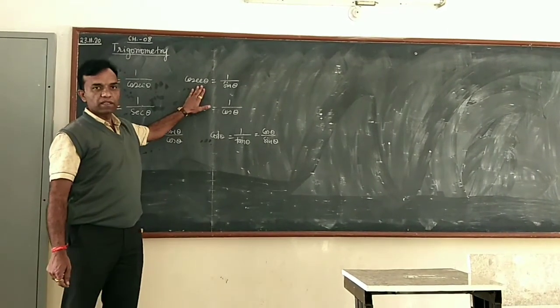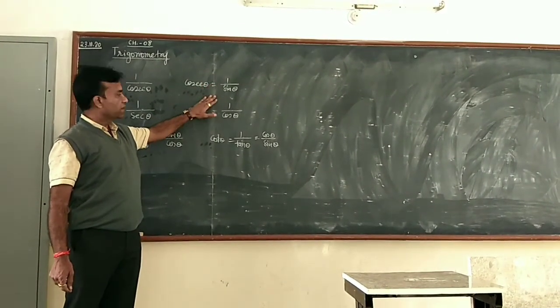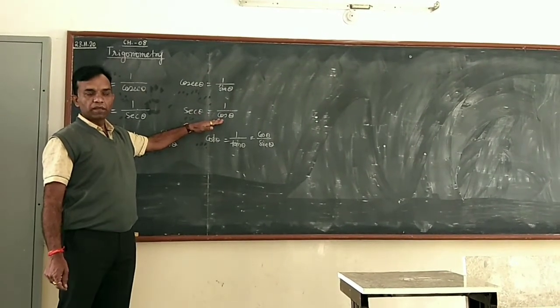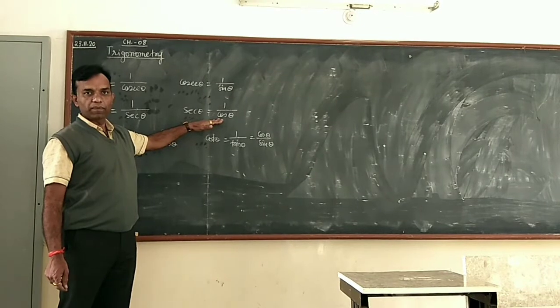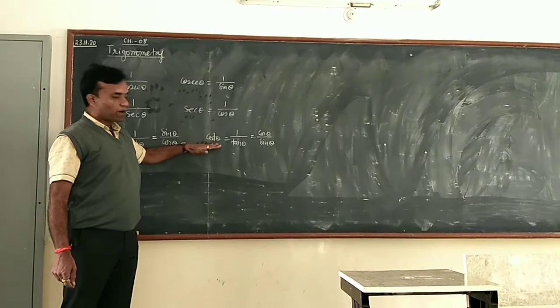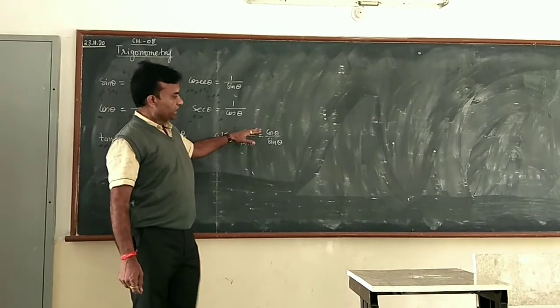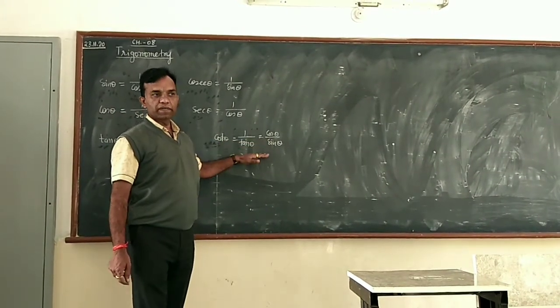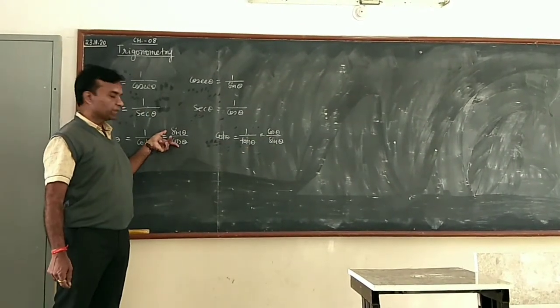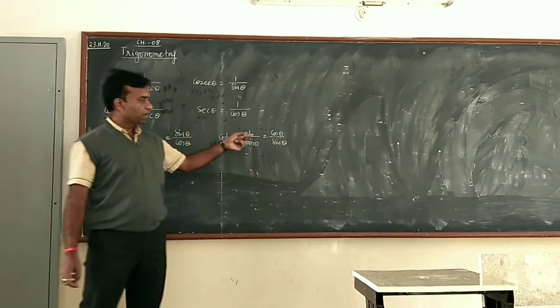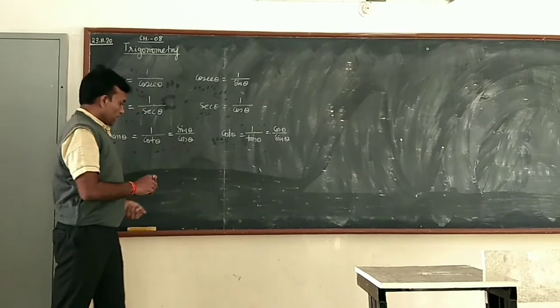Similarly, cosec theta is the reciprocal of sin theta, so 1 by sin theta here. And sec theta is 1 by cos theta because it is the reciprocal of cos theta. Similarly, cot theta is 1 by tan theta, the reciprocal of tan. And then here we write cos theta by sin theta because it is the opposite of tan. Sin theta by cos theta, and here cos theta by sin theta.